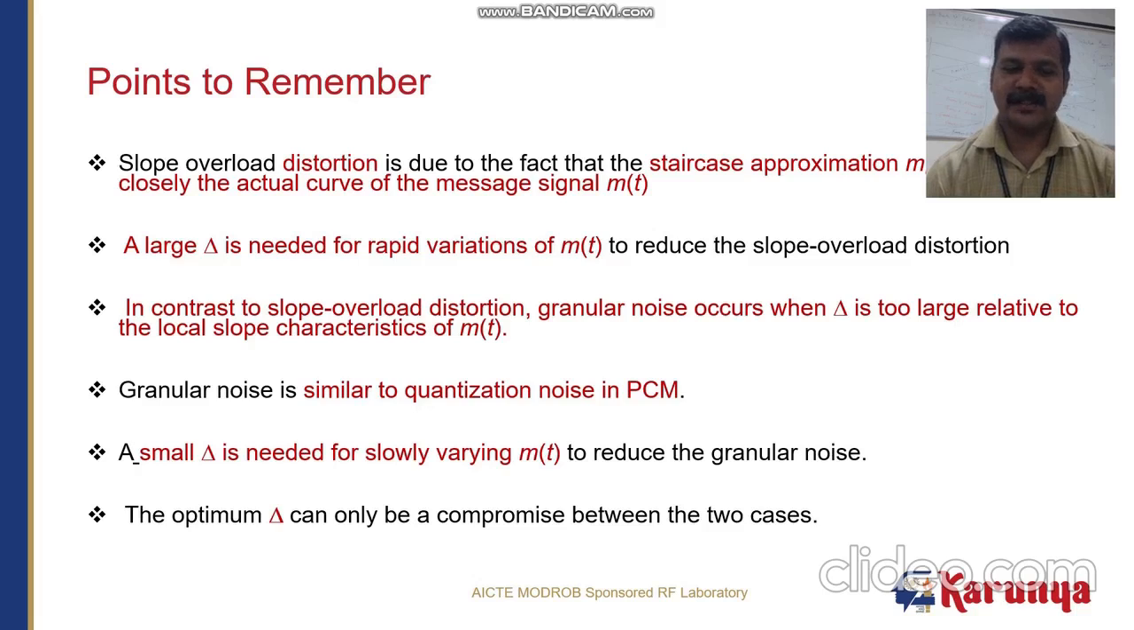The granular noise is similar to the quantization noise in pulse code modulation. So a small del is needed for slowly varying m(t) to reduce the granular noise. The optimum del can only be a compromise between the two cases. So this is about delta modulation, which converts an analog waveform into a stream of coded pulses. Thank you.